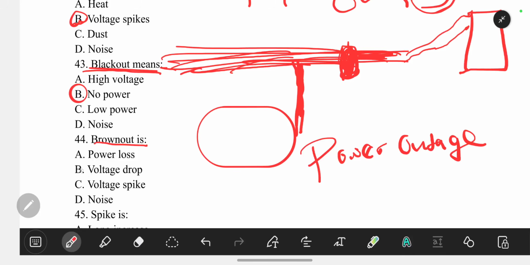Then when we look at a brownout, we are just looking at where there is a voltage drop. So when there is a voltage drop, that means there is a brownout. You might find that even the bulb starts to light up dim and all that. That means there is a reduction or a drop in the voltage like that.